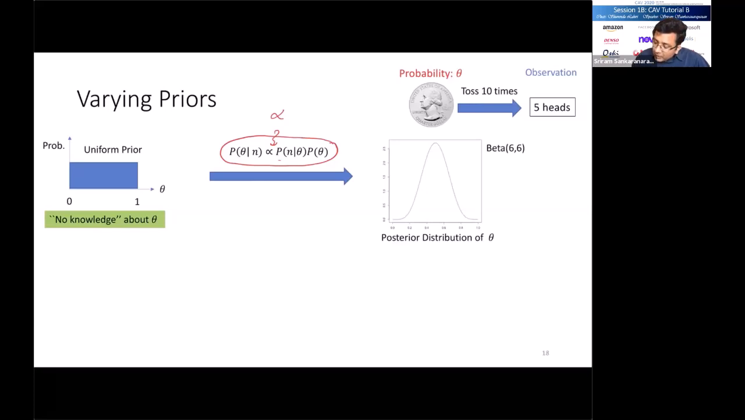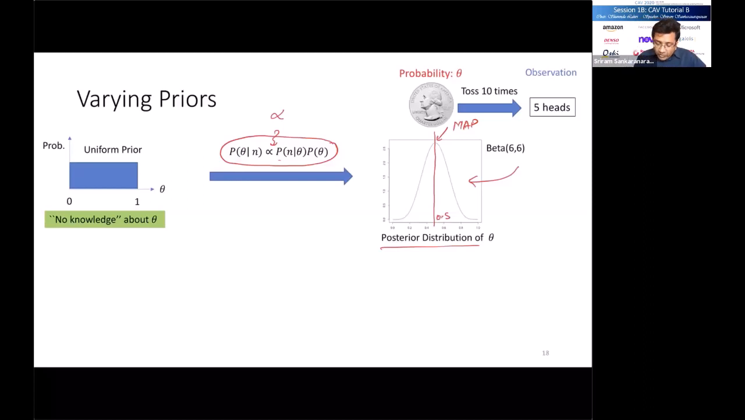And then you show that the posterior here is beta(6,6). It's a beta distribution, a kind of distribution with parameters 6, 6. As you can see, not surprisingly, the posterior peaks at 0.5. This is called the MAP estimate, the maximum a posteriori estimate, which is 0.5. But you have a distribution of theta, and this is the posterior distribution, the distribution after you have seen the data.